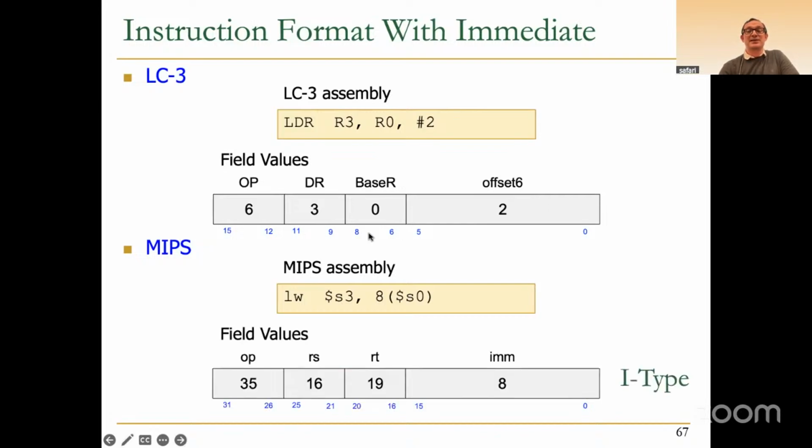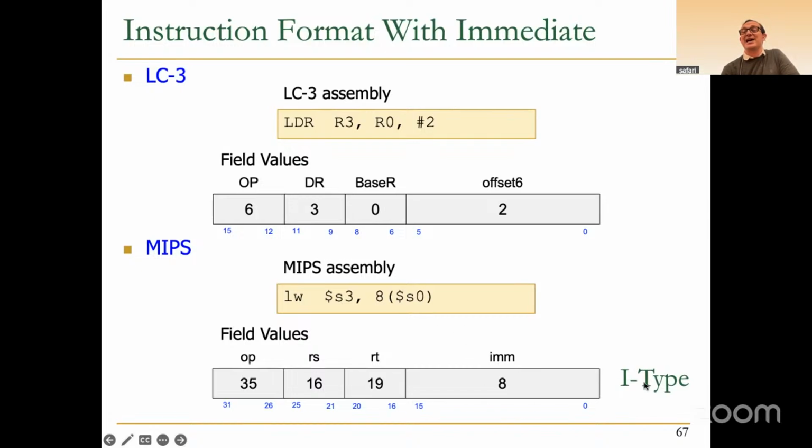In MIPS, it looks like this. You have the opcode. It happens to be 35. You don't have funct. Because opcode looks like this, the rest of the instruction looks like this, meaning you have a source register, you have a destination register, so S0 happens to be 16, S3 happens to be 19 in MIPS encoding, and immediate is huge, 16 bits as you can see, and that's 8. So basically, this is the encoding of this instruction.